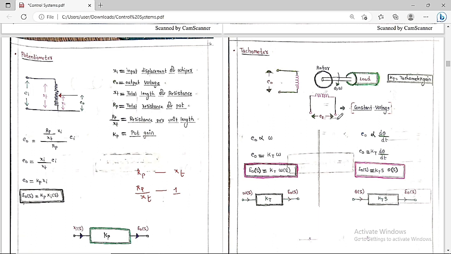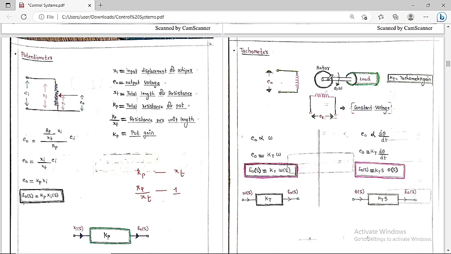This is another concept, which is about the tachometer. You can see clearly this is a diagram of the tachometer. This is the reference winding and this is the control winding. This is a constant voltage that we are going to apply across the reference winding. Here is the reference voltage, a constant voltage that is applied.